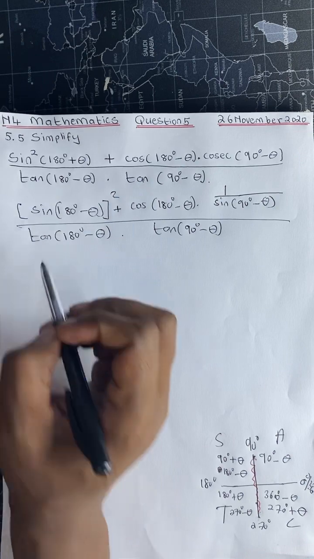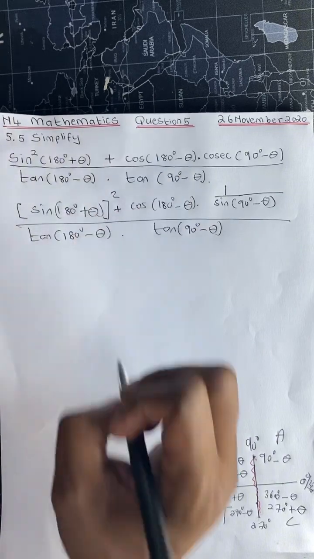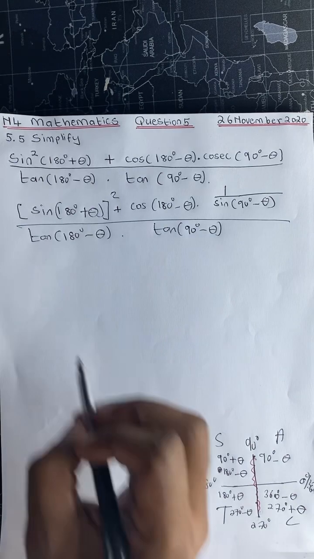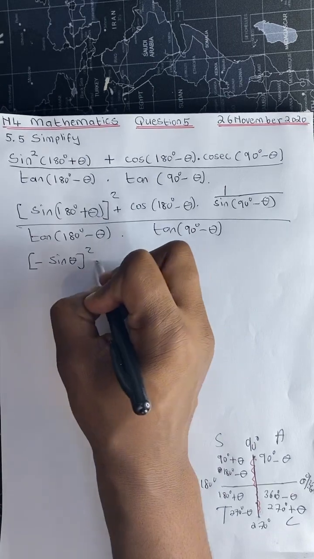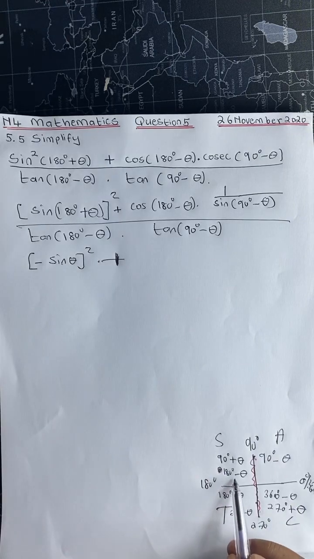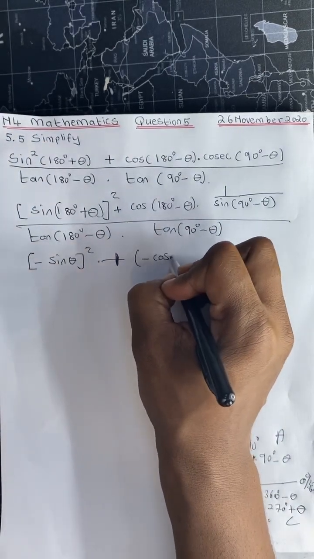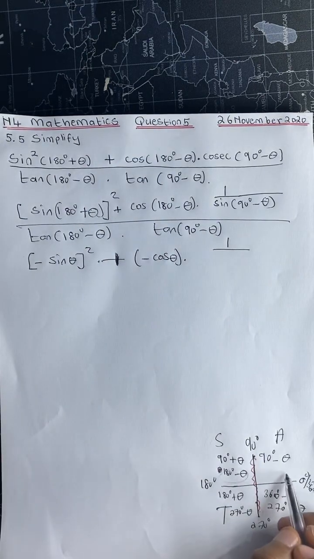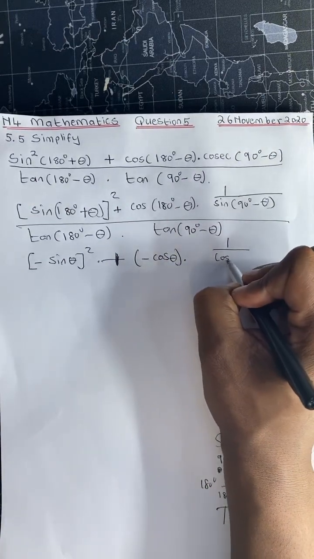So sine of 180 degrees plus theta is here, and only tan here is positive, so this sign will be negative sine theta, and we have to square it, plus cos of 180 degrees minus theta is here, and only sine here is positive, so that cos will be negative cos theta, times 1 over sine of 90 degrees minus theta. So all of them here are positive, but the sine is going to change to cos because of the complementary angle.